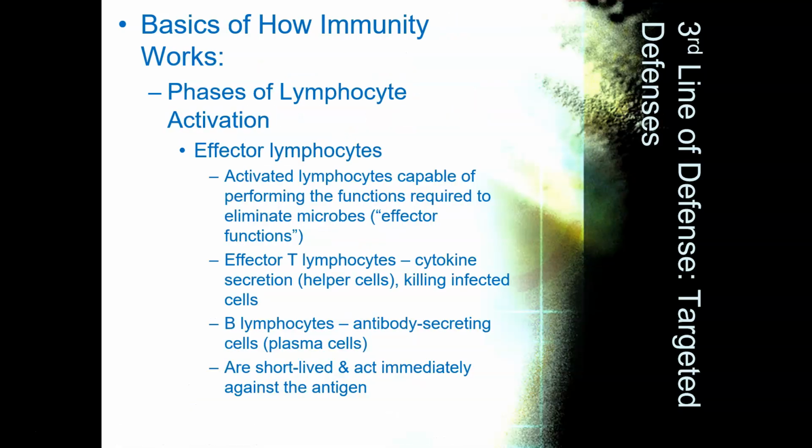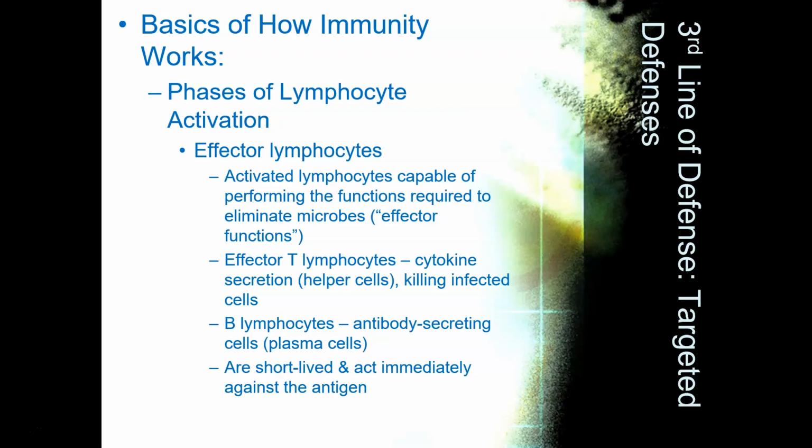So once we get that activation that occurs, we then start looking at the effector lymphocytes, your effector B and T cells. And these are those activated lymphocytes that are now capable of performing the functions required to actually eliminate the pathogen. So when we talk about effector T cells, these are going to include your helper T cells, which are going to be mainly there to create cytokines and do cytokine secretion to sort of just pull together and activate all the other innate and adaptive pieces of your immune system to say, yep, there really is a problem here. We want to ramp up that immune response and take care of it.